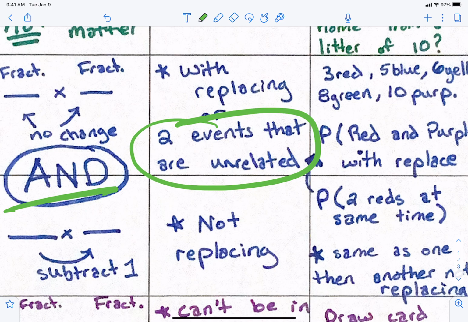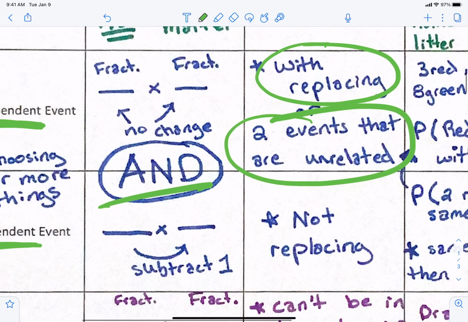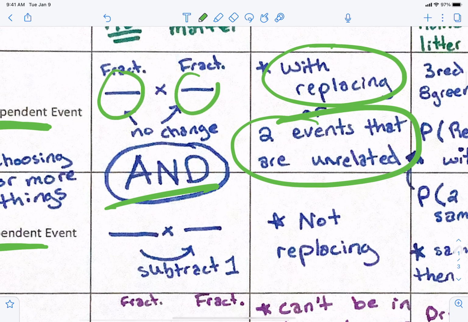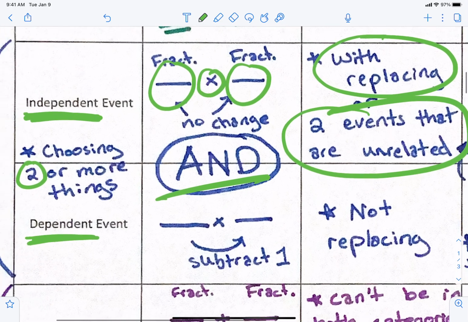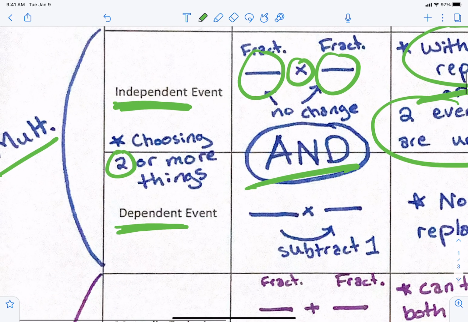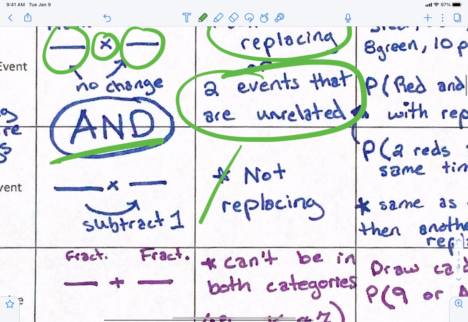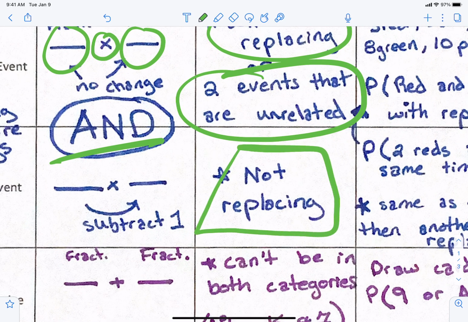Or you're replacing the card back into the deck. So you will either see with replacement, or you'll be dealing with two events that are completely unrelated with each other. And you just take their probabilities and multiply them together. And means multiply. You're doing two or more things. If you are not replacing, then you're going to subtract one from the bottom number. You're not out of 52 cards the second time, you're out of 51 instead.